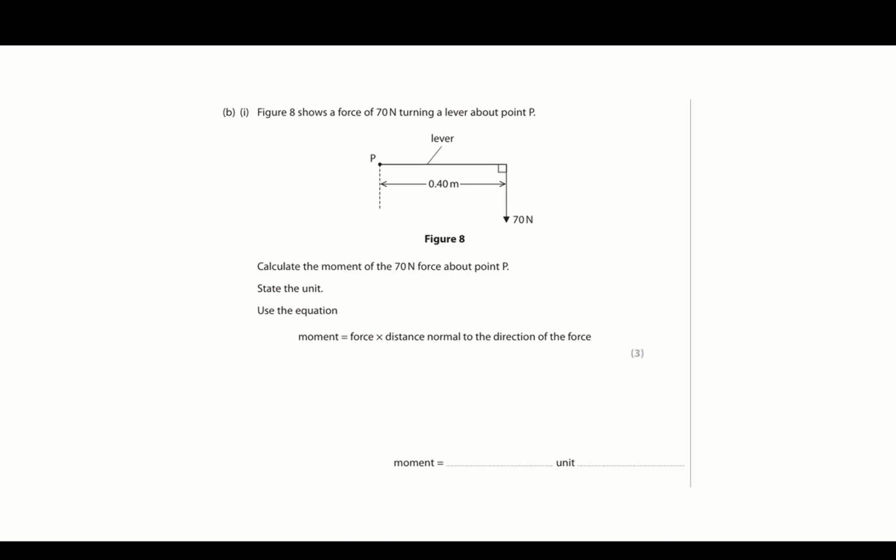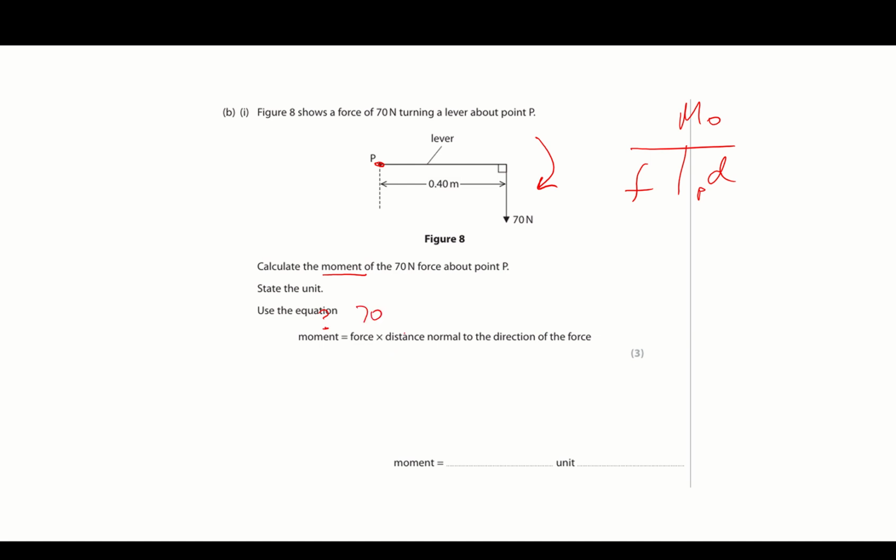On to the next one. So, fat, moody dinosaurs, and that's the perpendicular distance. It says calculate the turning moment of the 70 Newton force. So here's the pivot, and we know that this will have a clockwise turning moment, and it tells you what to use. You've just got to put the values in. So we want to work out this.